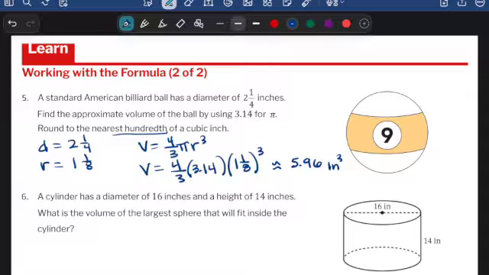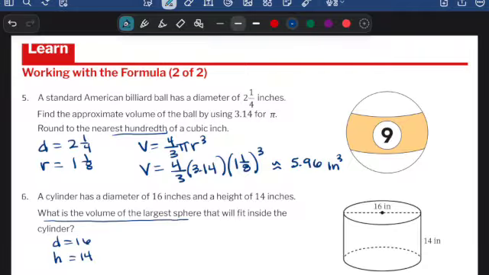Okay, number 6. A cylinder has a diameter of 16 inches. Okay, we know the diameter is 16, and it has a height of 14. Okay, so be careful here. We might automatically think, well, the diameter is 16, so the radius should be 8, right? But this says, what is the volume of the largest sphere that will fit inside this?